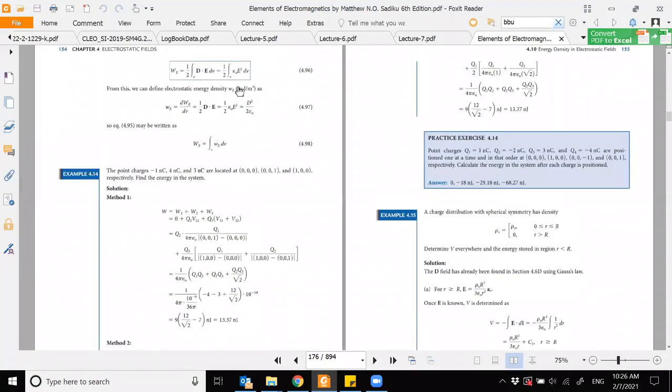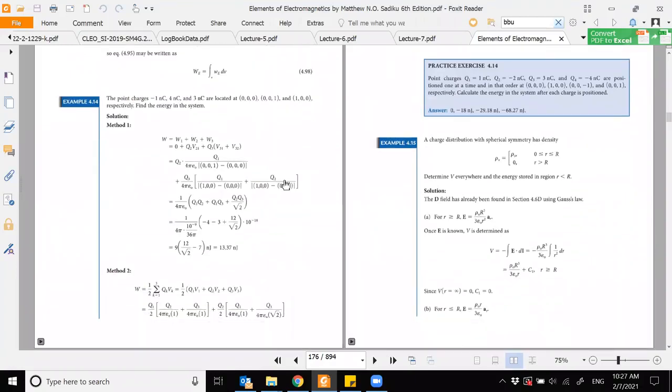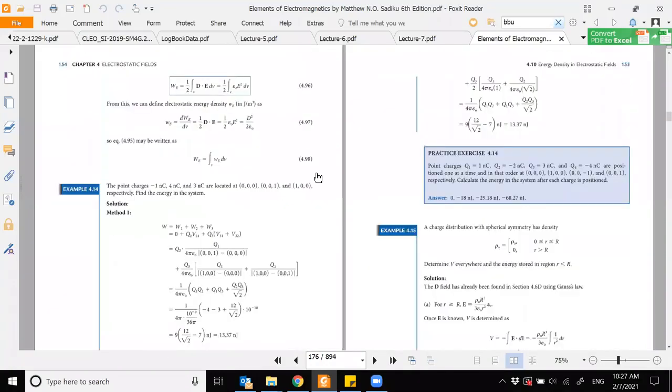And then there are some modified versions of this, which I have not just discussed. It is half integral over V of epsilon E square dV, or you also define it as energy density, small w_E, which is half epsilon E square or D square over 2 epsilon. And to find W, you integrate the energy density over the volume. You have some examples you can look at.